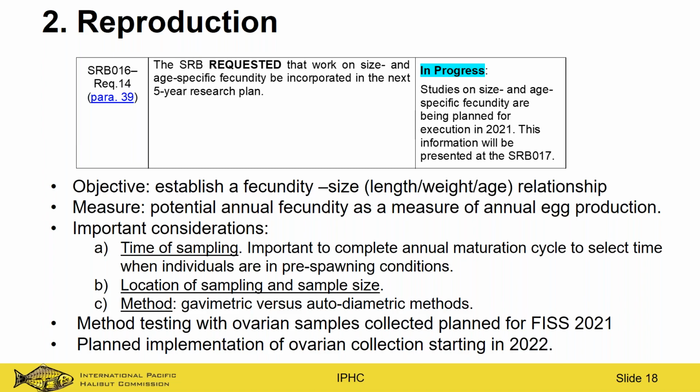Now, in the literature, there are several methods described for fecundity. We have no experience there, but the choices are fairly clear. It's either gravimetric versus autodiametric methods. So depending on the technical difficulties involved, this is something that we're going to be investigating now. So what we're planning is collecting some samples for method testing in 2021 during our Fisheries Independent Setline Survey, and then design a study to start implementing it in 2022.